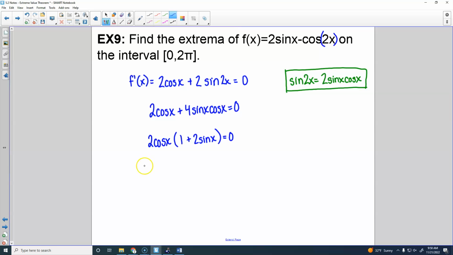And so now we can set each one of these equal to 0. So we would have 2 cosine x equals 0, which means cosine x would equal 0. From 0 to 2 pi, where does cosine x equal 0?